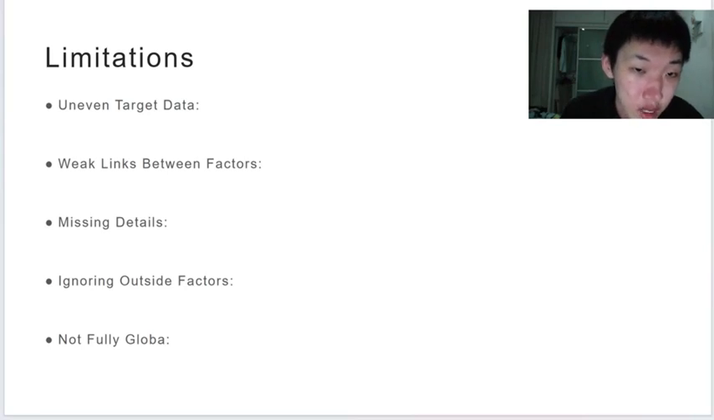Number 4 is acknowledging the outside factors. The political issues and teamwork between countries are not considered. Number 5 is not fully global. The dataset may not cover machines from all over the world.